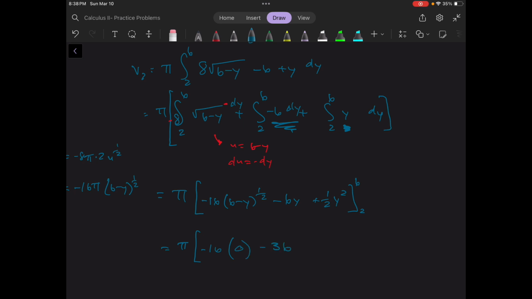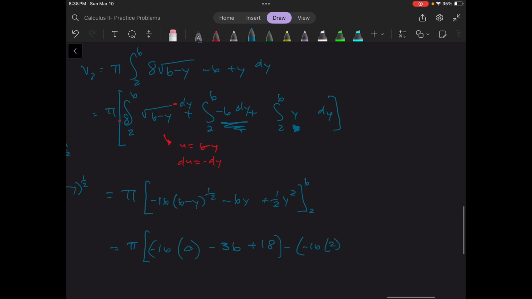Okay, so we have pi, negative 16, 0, minus 36, plus 18, minus negative 16. 6 minus 2 is 4. 4 to the 1/2 power is 2. Minus 12 and plus 2.